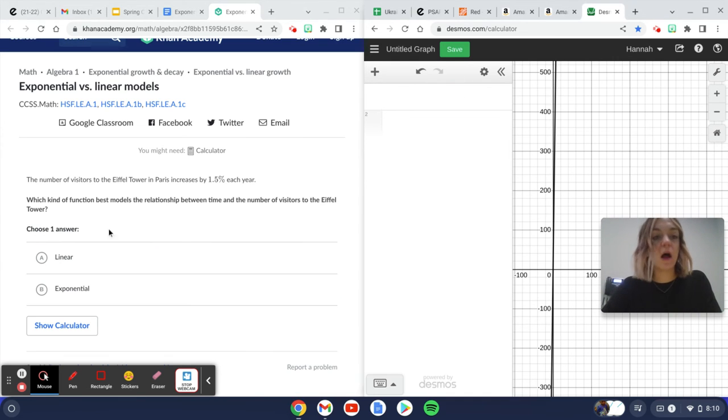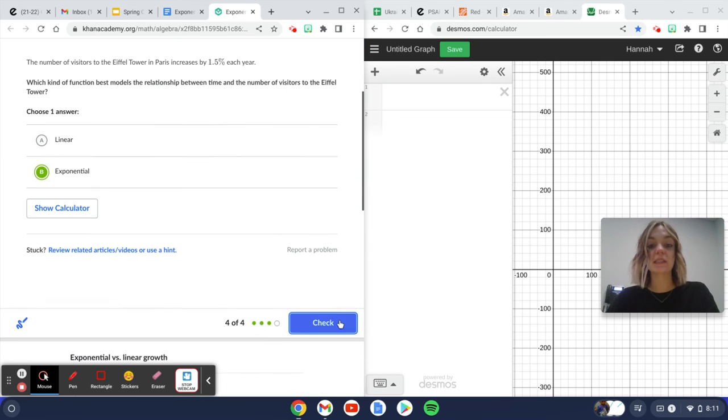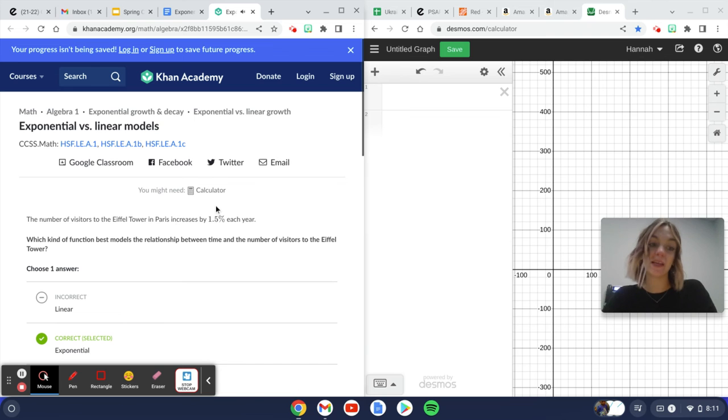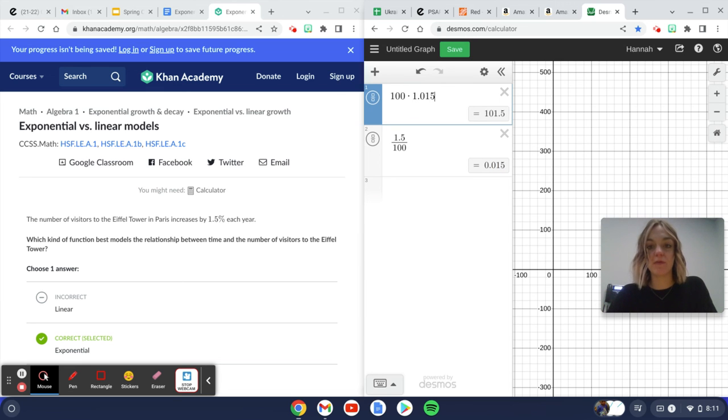So here's an example of a function that has a percentage. It says the number of visitors to the Eiffel Tower in Paris increases by 1.5% each year. Which kind of function best models the relationship between time and the number of visitors to the Eiffel Tower? So because we're increasing by a percentage, that's typically going to give us exponential, not linear, because say you start with 100 visitors, and you increase by 1.5%, which we know is written as 0.015. So that's my growth factor.